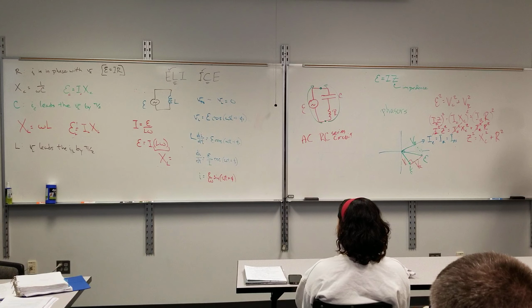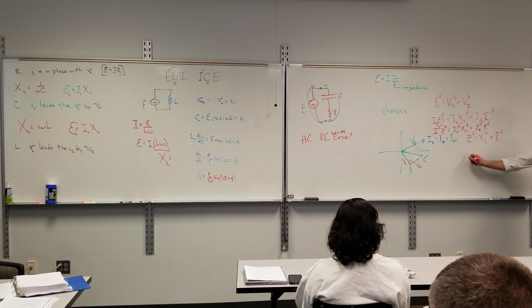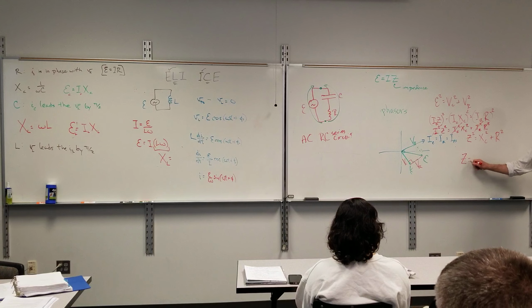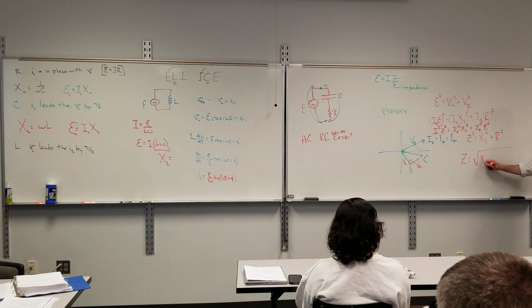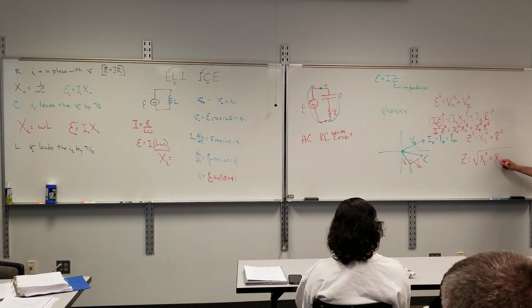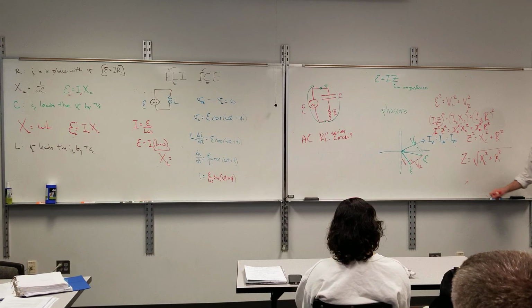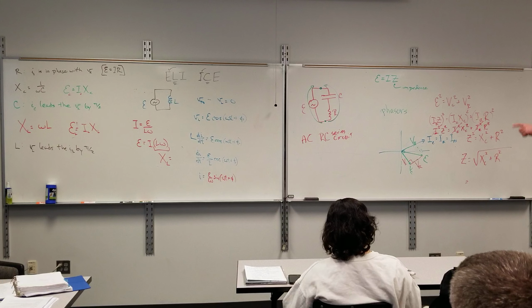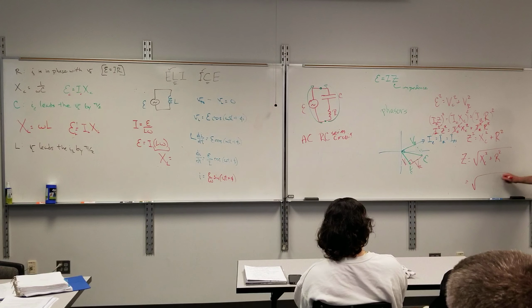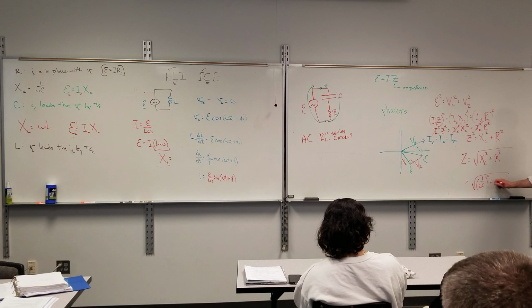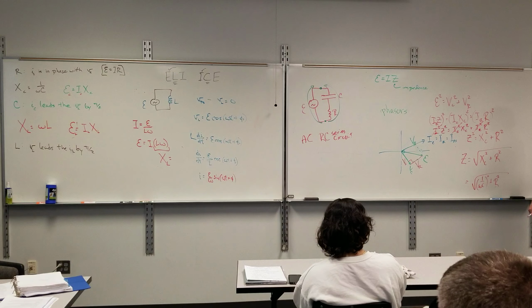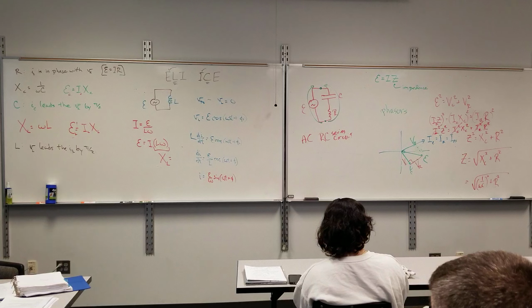Then when we get to parallel, they will not be the same. All right, so Z is equal to the square root of X sub C squared plus R squared. But X sub C we have a formula for, so that's the square root of (1 over omega C) squared plus R squared. And that is the impedance of the AC RC series circuit.